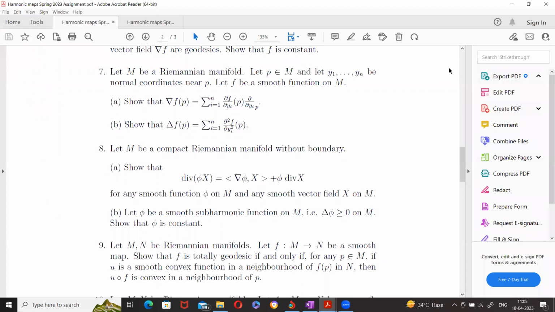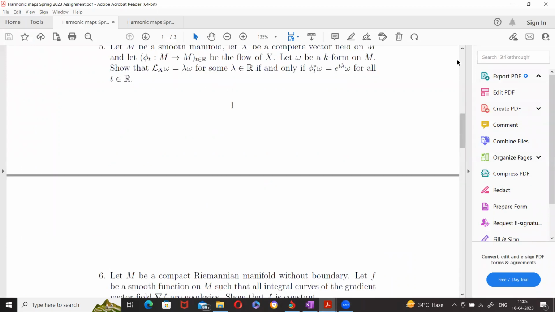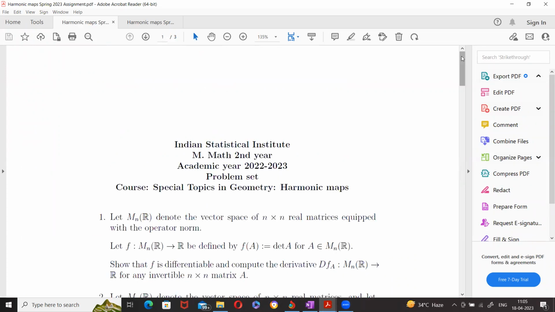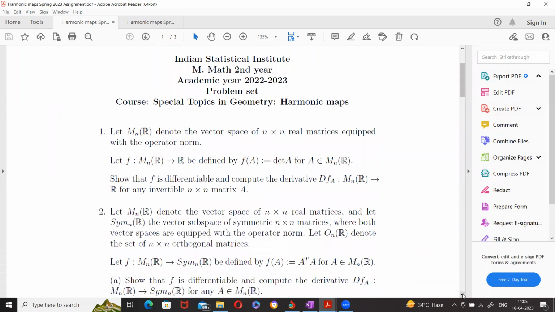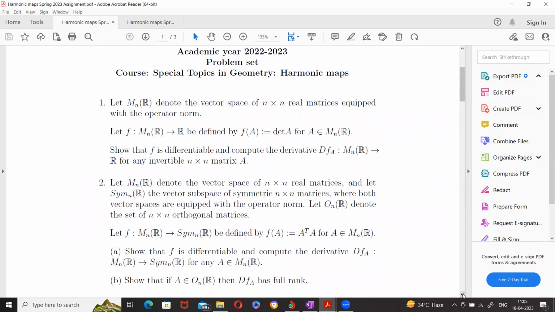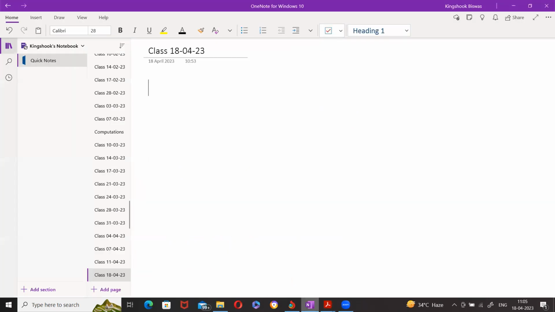All right. So today we'll talk about the problems from the assignment. Right. So here are the problems. So let's get started quickly. So the first problem I think we've done in class about the determinant. Do you want me to do this?